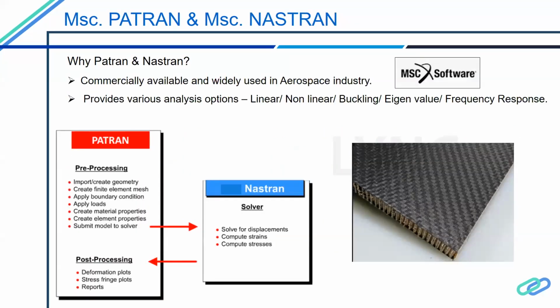Sticking to the objective of this presentation, why do we need PATRAN and NASTRAN? Because they are commercially available and widely used in the aerospace industry across the globe. Most of the interior companies, 99% of them, use PATRAN, and some of them use FEMAP, but FEMAP is used only for pre-processing, which is meshing. It's like HyperMesh. But when it comes to solving and post-processing, definitely PATRAN is used.